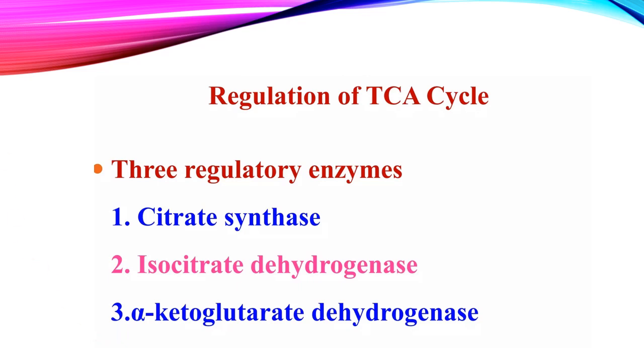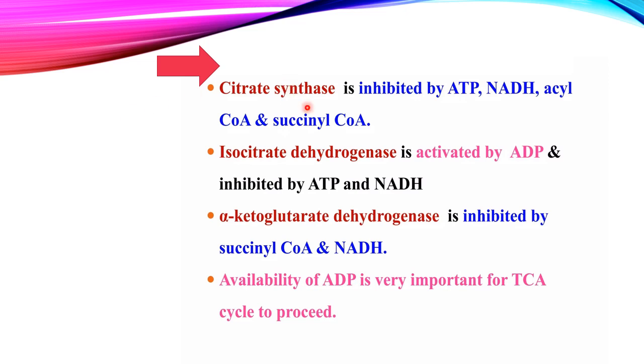Let's see how. Before I start this, students, I had told you earlier that ATP, that is adenosine triphosphate, and NADH and acetyl-CoA are the indicators of high energy in the cell. Whereas ADP, that is adenosine diphosphate, or adenosine monophosphate, AMP, are the indications of the low energy of the cell. Therefore, when there is low energy, the enzyme has to get activated. When there is high energy, the enzymes must be inhibited.